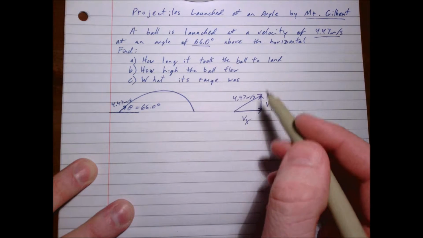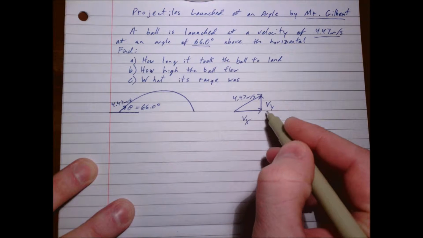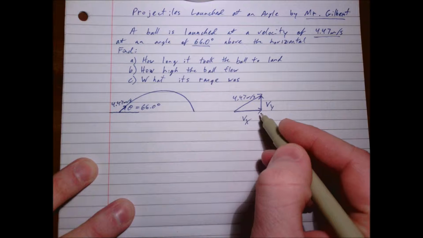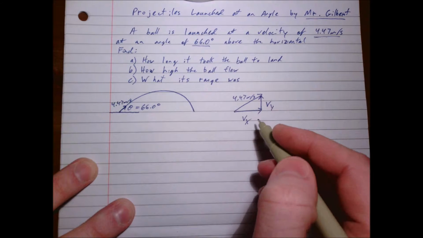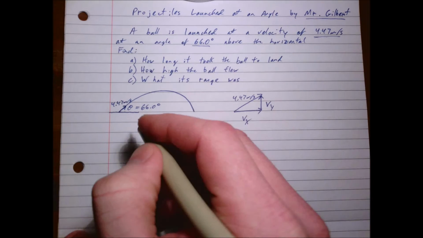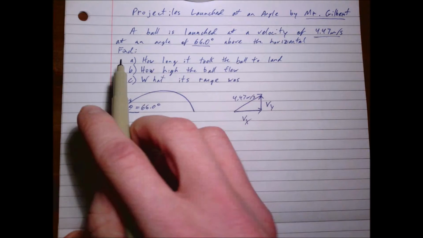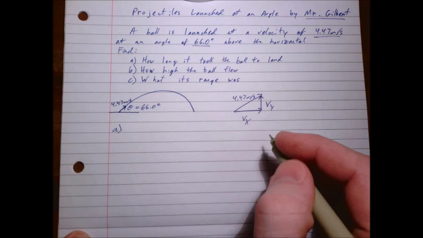I look at this problem, and right away I know I'm going to have to find the components of the initial velocity. I might not have to find them both at first, but I'm probably going to have to find something around that. So let's look at question A: how long it took the ball to land. So we're supposed to find how long it took the ball to land.